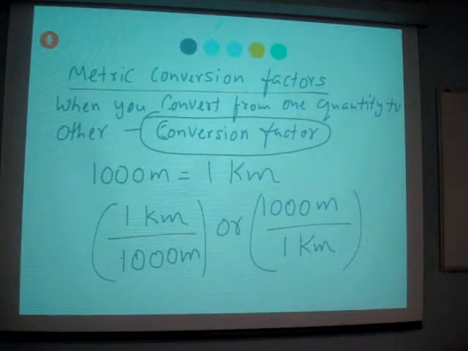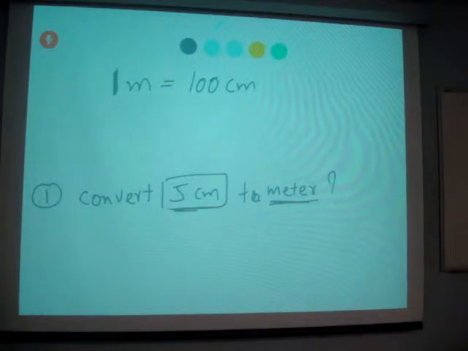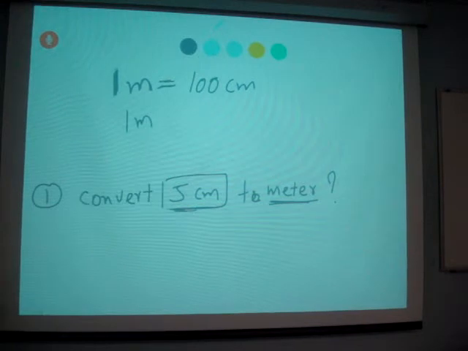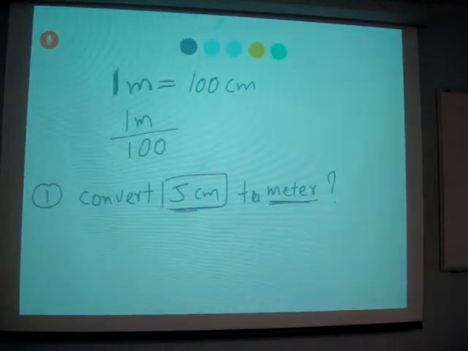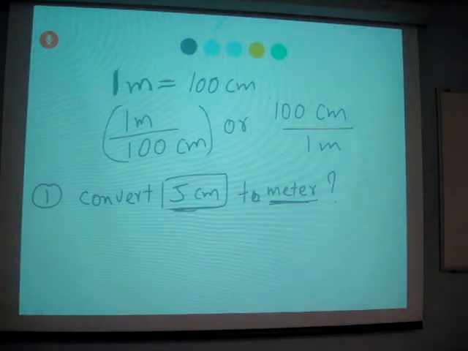So basically, those are metric conversion factors. Now, let's work on another one. Again, I'm going to give you one conversion factor: 1 meter equals 100 centimeters. Okay, we are going to write two factors: 1 meter divided by 100 centimeters, or 100 centimeters divided by 1 meter. There are two factors that we can find.